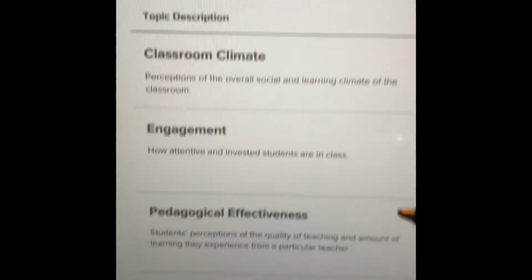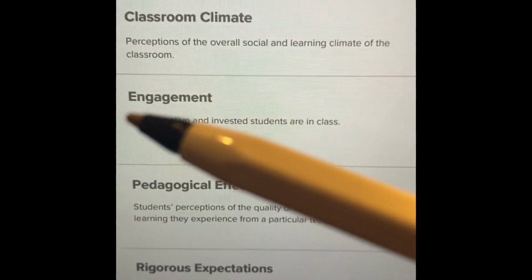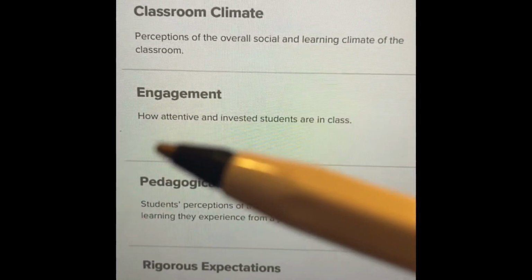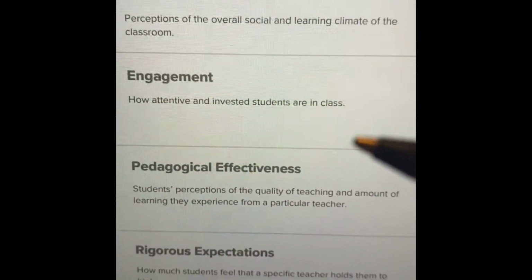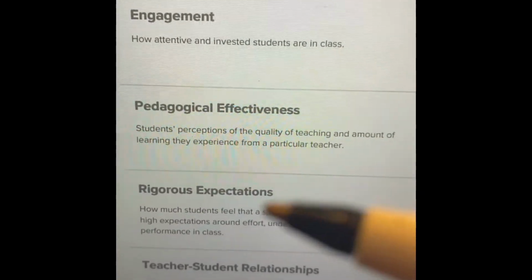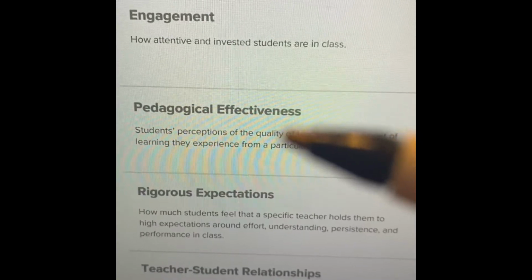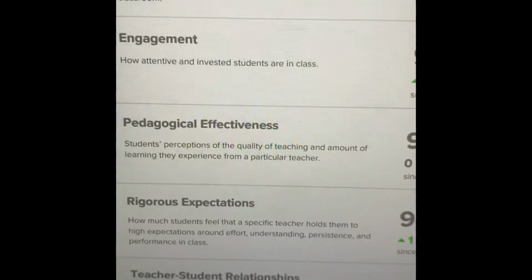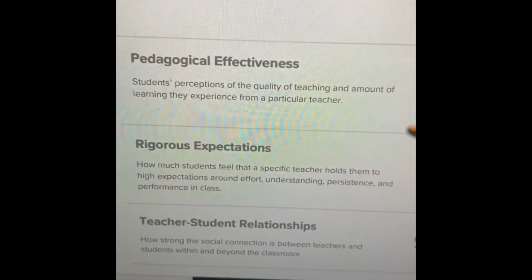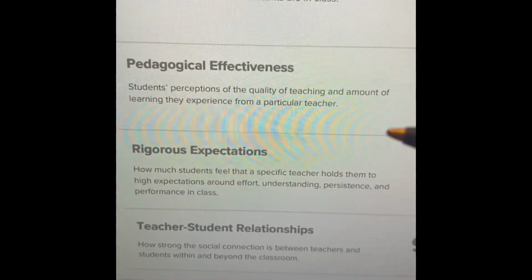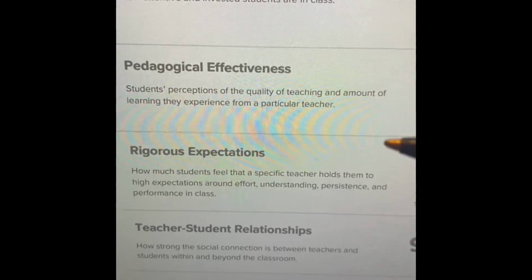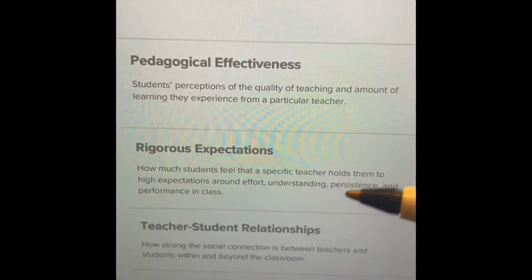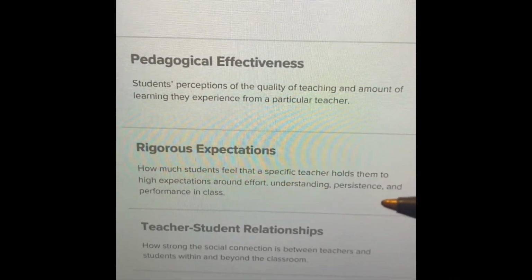But the overall summary here is this. Classroom climate means the perception of the overall social and learning climate of your classroom. Engagement is how attentive and invested students are in your class. Pedagogical effectiveness means the students' perceptions of the quality of teaching and amount of learning they experience from a particular teacher, which is of course me in this case. Rigorous expectations is how much students feel that a specific teacher holds them to high expectations around effort. This is a big deal to me, because I have such high expectations for all my students. It also says understanding, persistence, and performance in class.